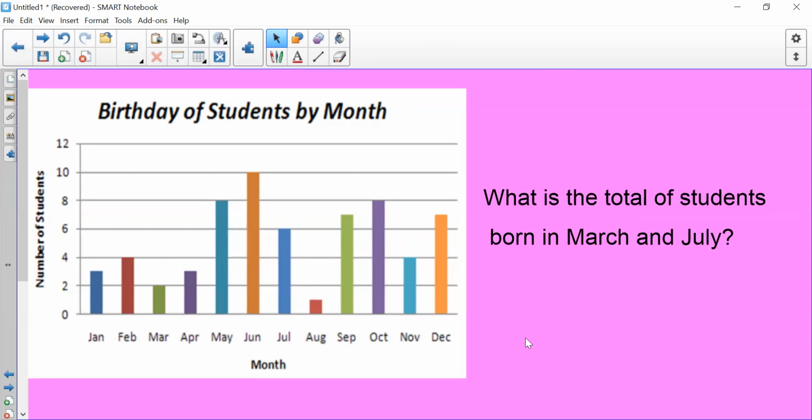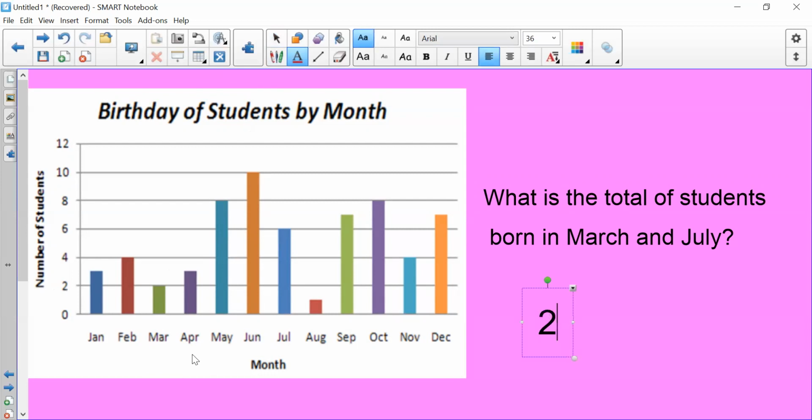And then we might have questions like this. What is the total of students born in March and July? So the first thing you're going to do is find March, find July, and read off the chart. So for March, go across 2. And then for July, across the chart, 6. Total means to add, so 2 plus 6 is 8. So your answer would be 8, okay?